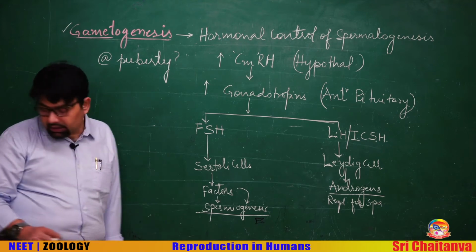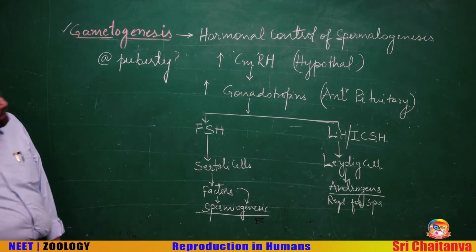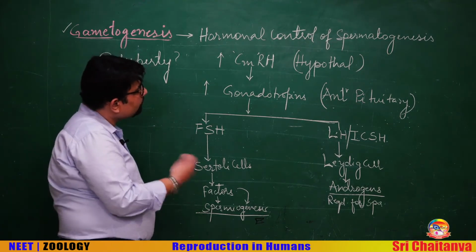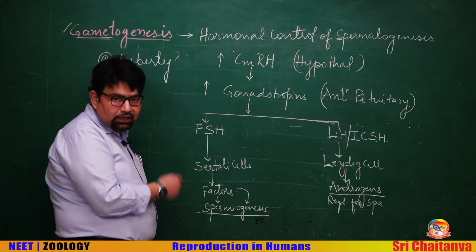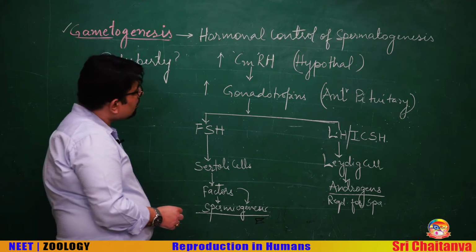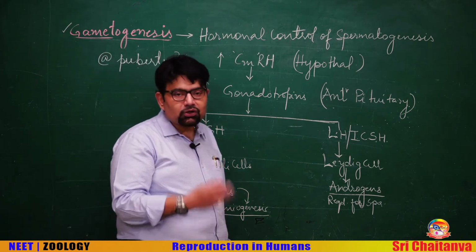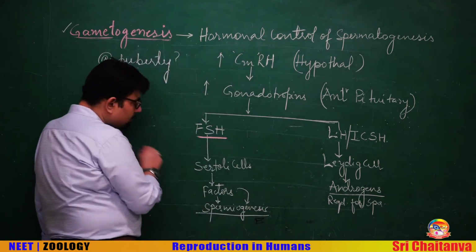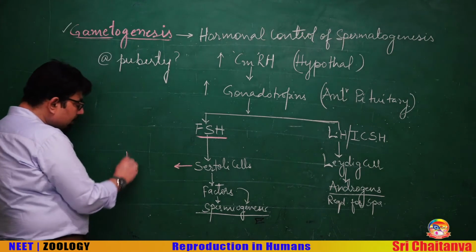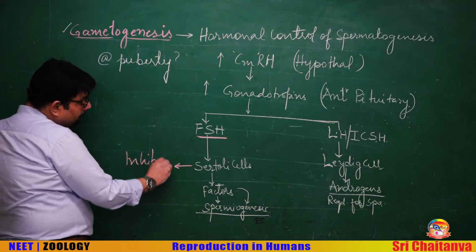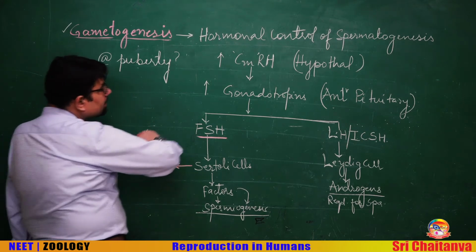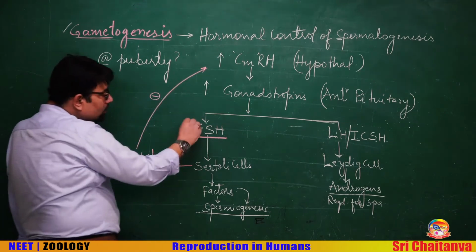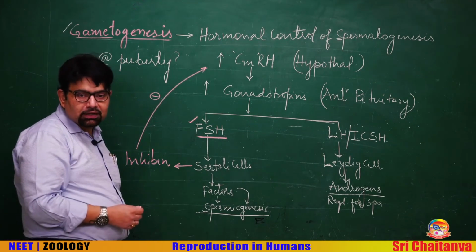Also remember the hormonal control, how the control takes place. You know that there is a feedback control mechanism operating in our endocrine system. There is a negative feedback to control the level of hormone. To control the level of FSH, the Sertoli cells release a hormone called inhibin. And inhibin inhibits the GnRH release from the hypothalamus, thereby controlling the right amount of FSH in the blood.